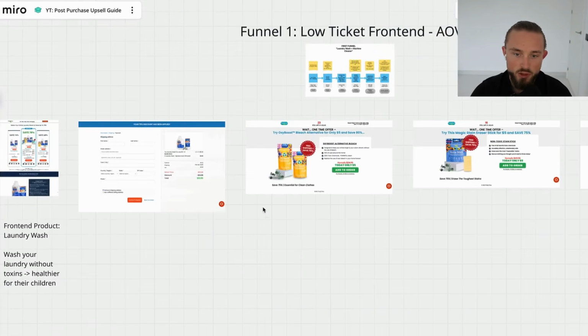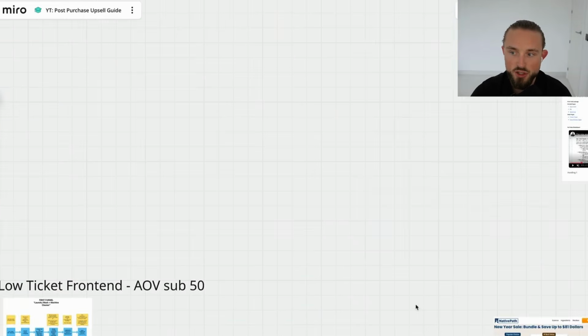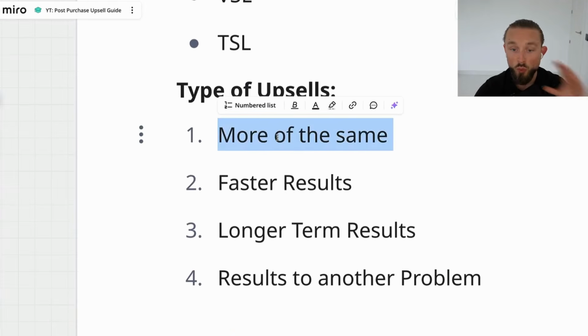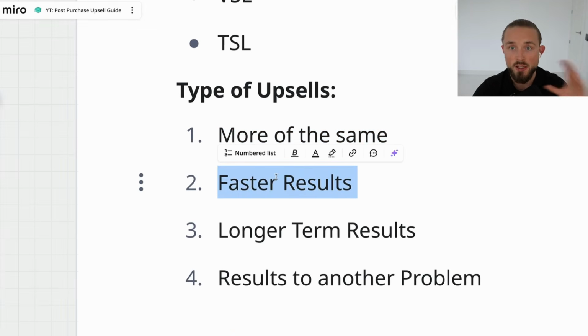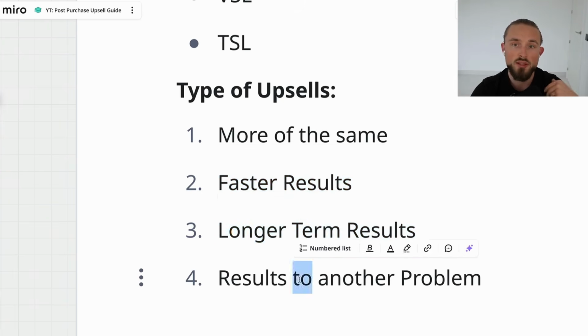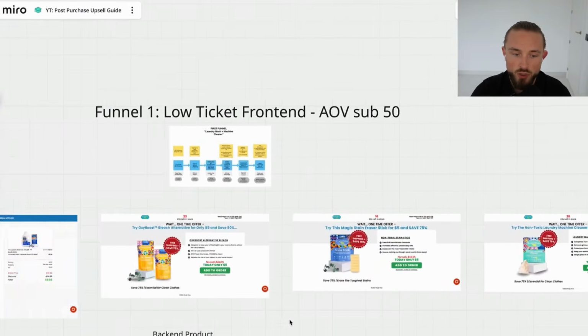Now, let's have a look at the first back-end product, because this is also what you want to focus on. As I said earlier, there are different types of upsells. We can sell them on more of the same. We can sell them on getting faster results with their product. We can sell them on longer-term results with their product, or we can sell them on results to another problem. So let's have a look at what we did here.